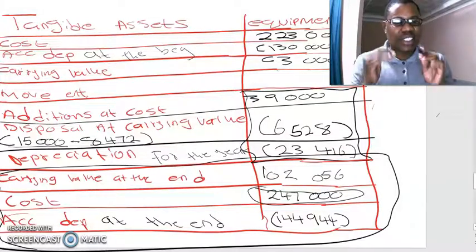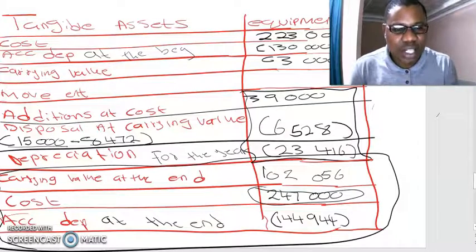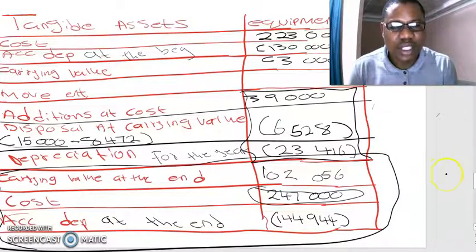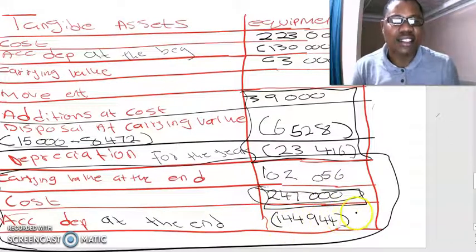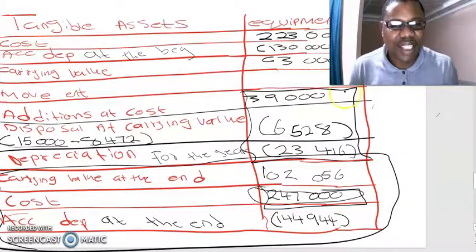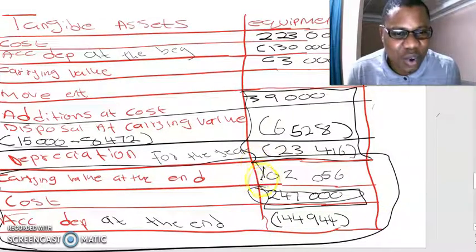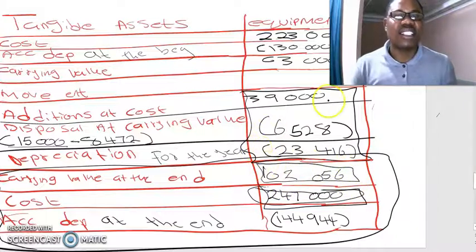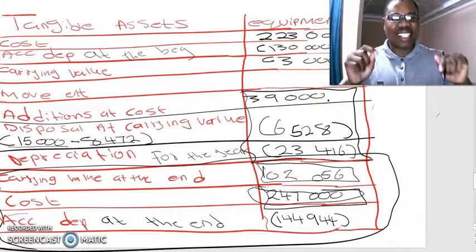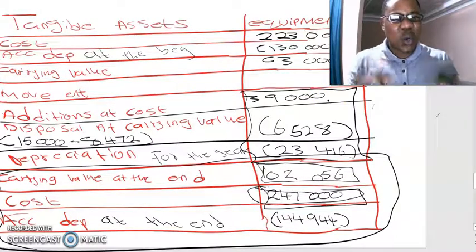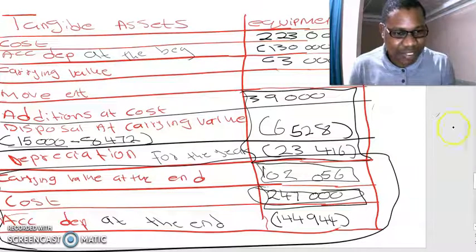Then we're just simply going to take 247,000 minus 144,944. Then we're going to get our carrying value of 102,056. And what does this mean and where does it go? This amount goes to the balance sheet.